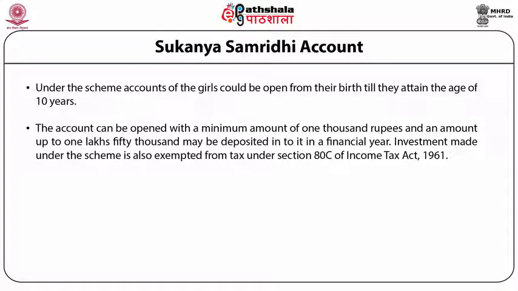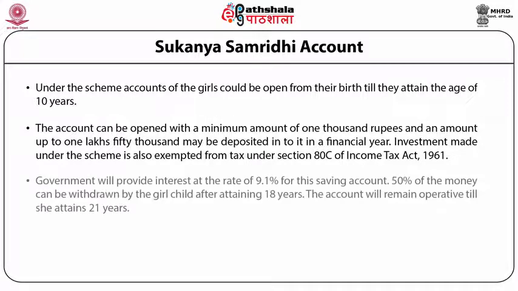Investments made under the scheme are also exempted from tax under Section 80C of Income Tax Act 1961. Therefore, they will not be liable to pay income tax on the deposits made under this scheme. Government will provide interest at the rate of 9.1% for this saving account. And 50% of the money in this account can be withdrawn by the girl child after attaining 18 years of age. The account will remain operative till she attains the age of 21 years. So, these are the initiatives taken by the Government of India in order to protect girl child, in a bid to encourage the birth and education of a girl child.